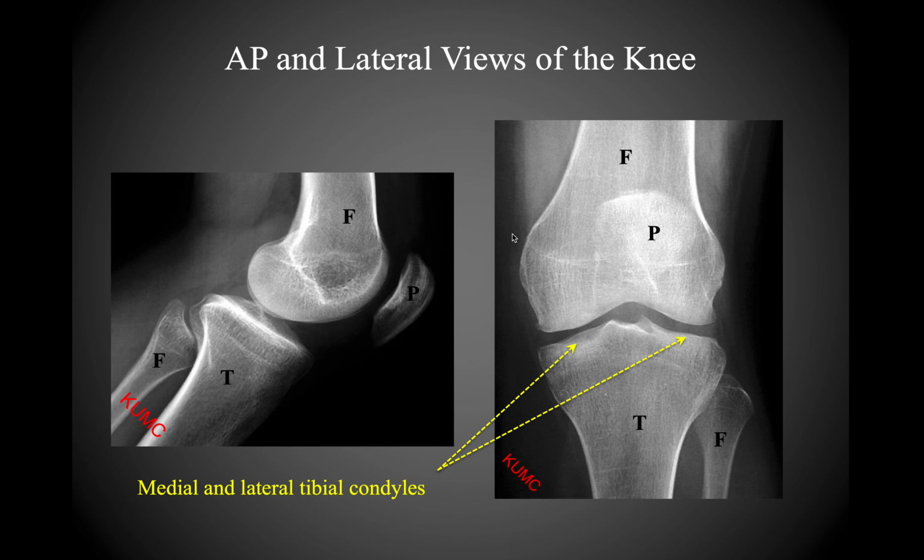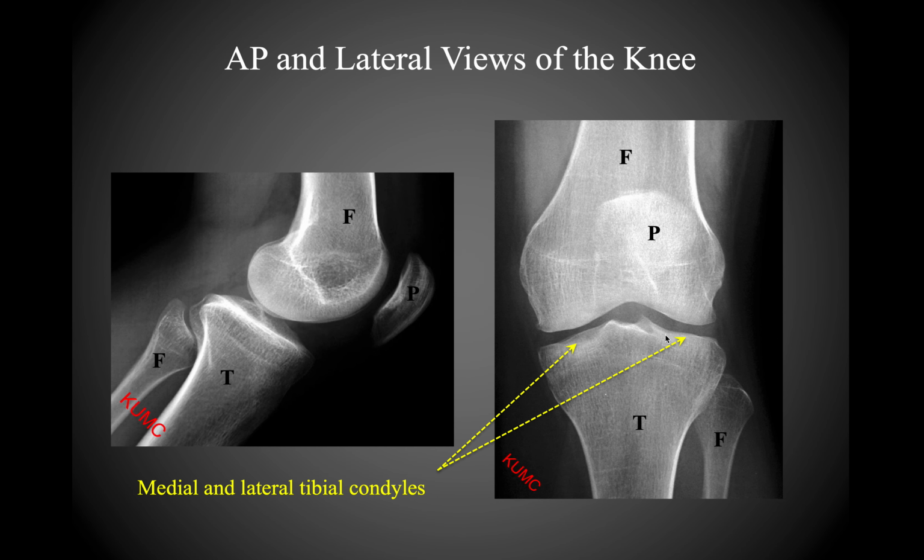Now looking at two radiographic views of the knee, on the left we have a lateral view and on the right we have an AP view. Looking at the lateral view first, we can appreciate the head and neck of the fibula. Here you can see the tibia, the tibial plateau, along with the lateral condyle of the femur, and then the patella located anteriorly. On an AP view, you have to look relatively closely to appreciate the patella through the femur, but you should be able to see it.